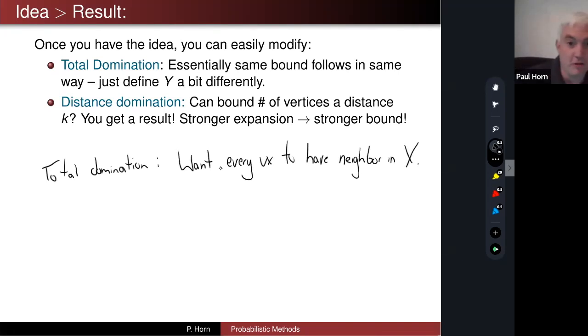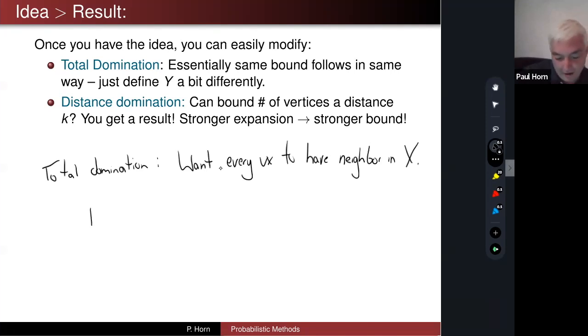As opposed to either being in X or having a neighbor in X. In other words, I want to make sure that the vertices in X have other neighbors in X other than themselves. Okay, well, actually the exact same proof works.